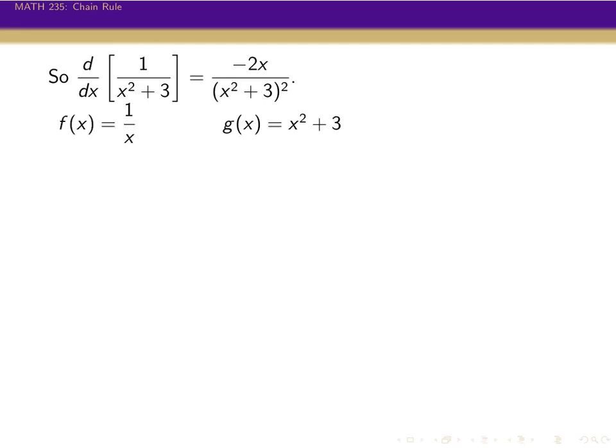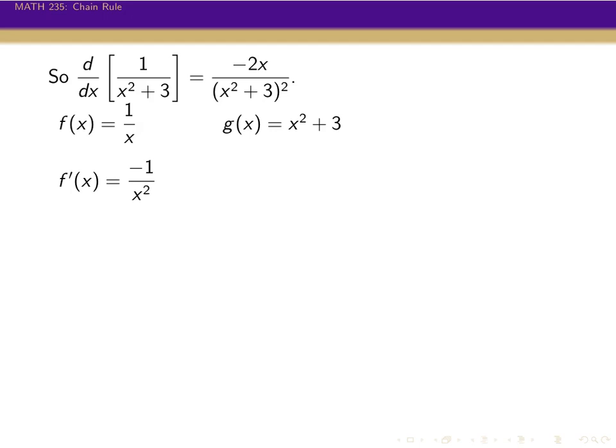Okay, so let's think about this back in terms of this function as being a composition. And so remember, our outside function was f of x, that's 1 over x, and our inside function was g of x, x squared plus 3. What are the derivatives of both of these? Well, we've done the derivative of 1 over x before. In fact, we can use the power rule for this, and that's minus 1 over x squared.